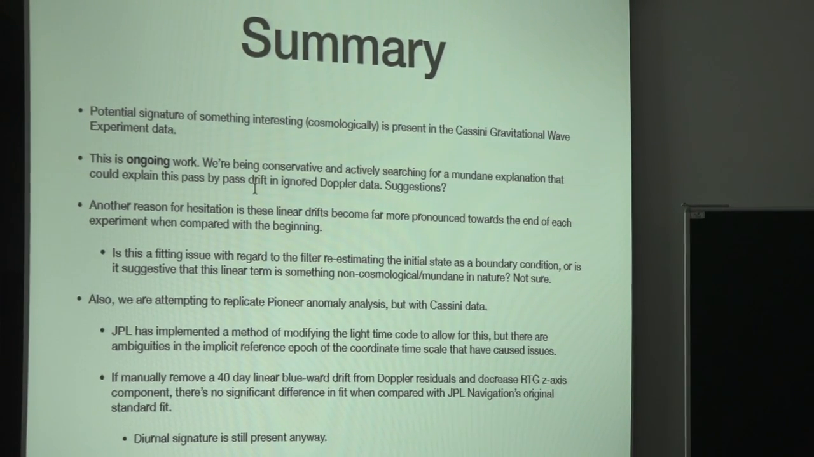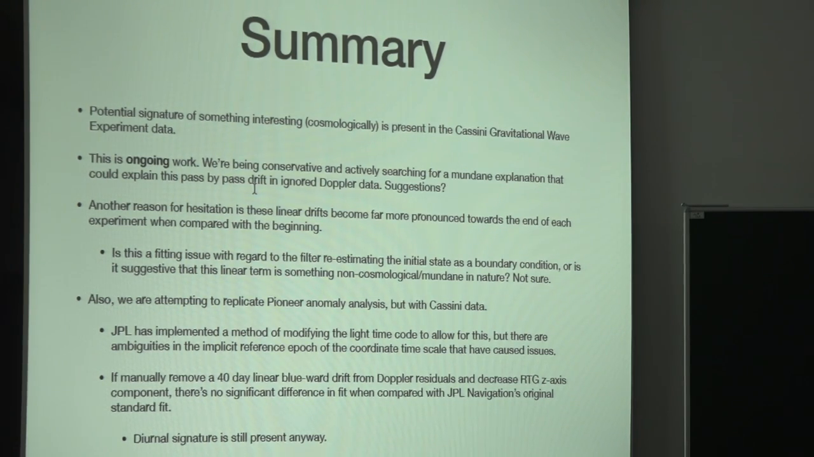Another reason for hesitation is these linear drifts become far more pronounced towards the end of each of the Cassini gravitational wave experiments when compared to the beginning, and I'm not sure if this is a fitting issue with regard to the filter re-estimating the initial state as a boundary condition, or if it's suggestive that the linear term is something non-cosmological or mundane in nature.